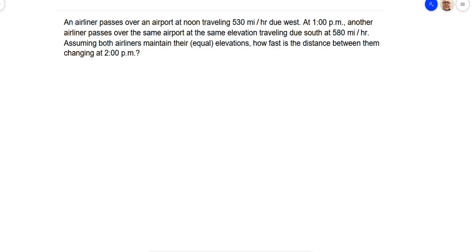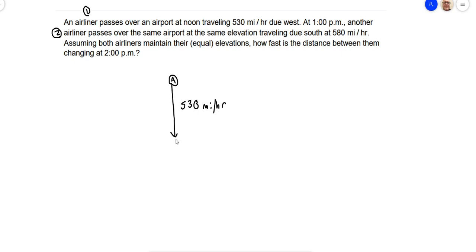Alright, so this may seem pretty confusing at first, and problems like this, I like to draw them down as much as possible. So let's call the first airline number 1, and the second airline number 2. Number 1 is heading south at 530 miles each hour, miles per hour. Now here, let's call this the airport.